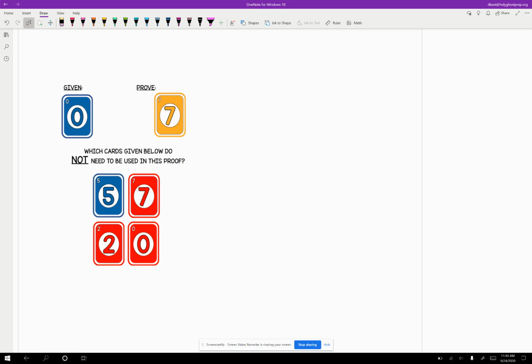My next question, which cards given below do not need to be used in this proof? How can we go from a blue 0 to a yellow 7? And I can do this just using these 2 red cards. So I'm going to use my red 0 to switch colors, and then a red 7 to set it up to match a number.